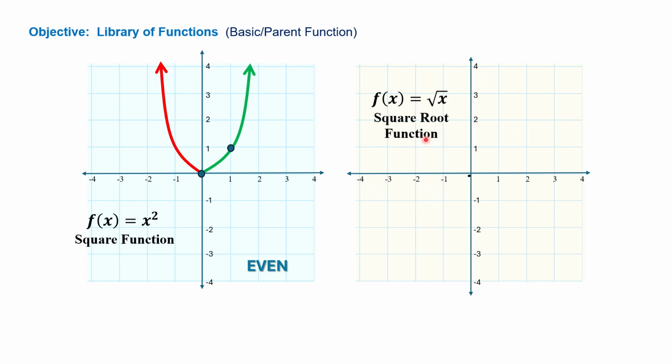The next one is the square root function, which is f of x equal to the square root of x. And this is neither even nor odd. So if we substitute values, we can assume only non-negative values, like x equal to 0, x equal to 1, and we can add another x value, which is x equal to 4.